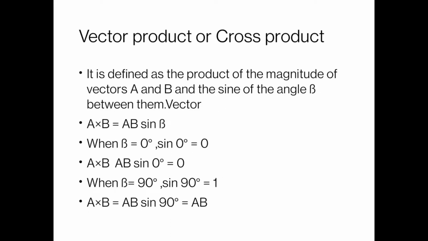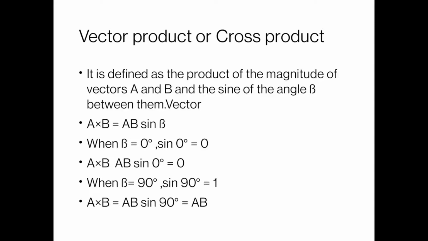Vector product or cross product. This is our second type of product, the vector product. It is defined as the product of the magnitudes of the vectors A and B and the sine of the angle beta between them. Vector A cross B is equal to AB sine of beta.